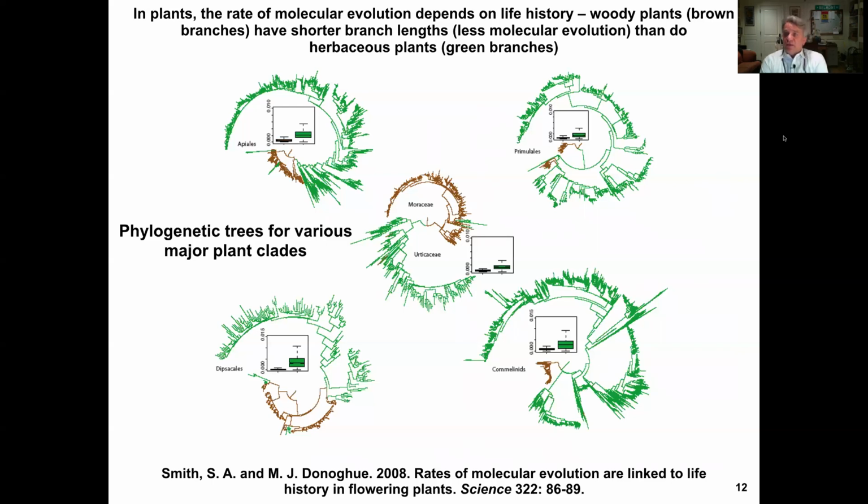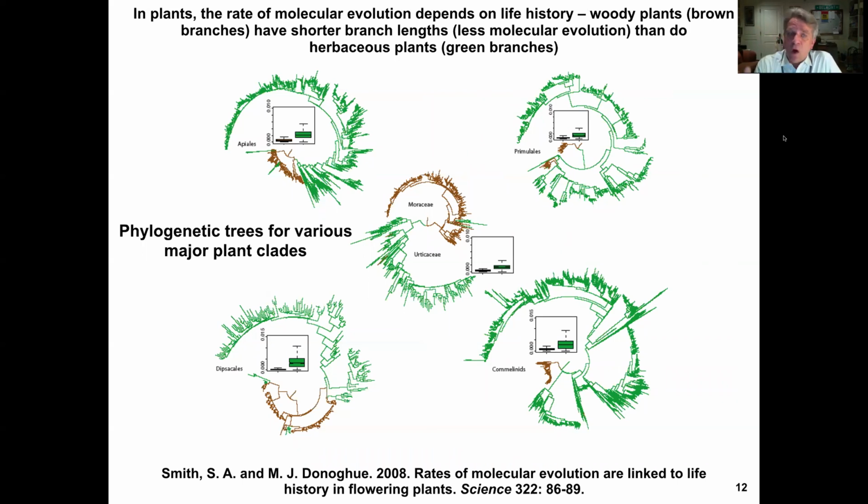Now, we even see this in plants. This is a really elegant study that was done by Michael Donoghue, who used to teach Bio 104 here at Yale. And at the time, his graduate student, Stephen Smith, who's now a professor at the University of Michigan, had shown that plant lineages that have very different life histories are exhibiting differential rates of evolution depending on the life history that the species is in.